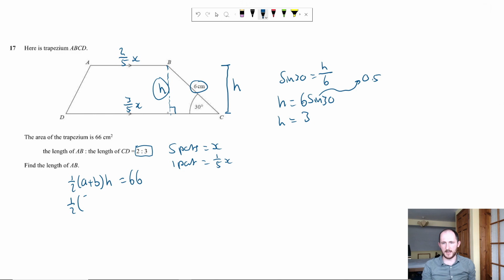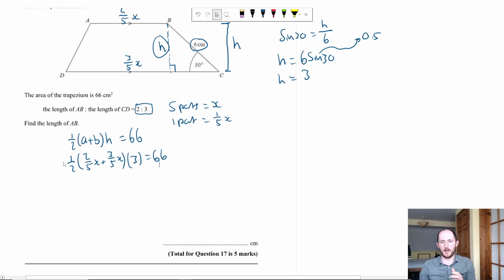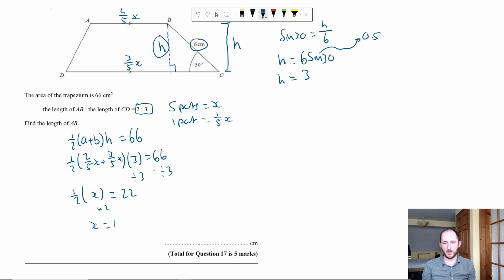So a plus b is 2/5 x plus 3/5 x, times the height, which was 3, equals 66. What I'm going to do, this is a pretty big brain move, is before I expand the brackets, I'm just going to divide both sides by 3. So that's a half. 3 over 5 plus 2 over 5 would just give me x equals 22. Times both sides by 2 to get rid of the half, we get x is equal to 44.